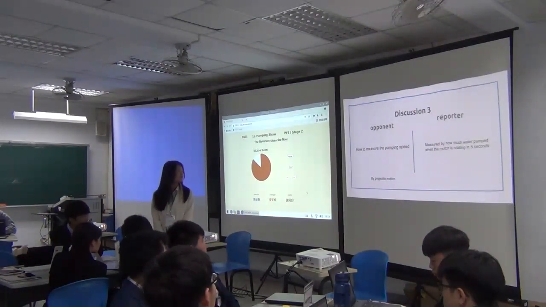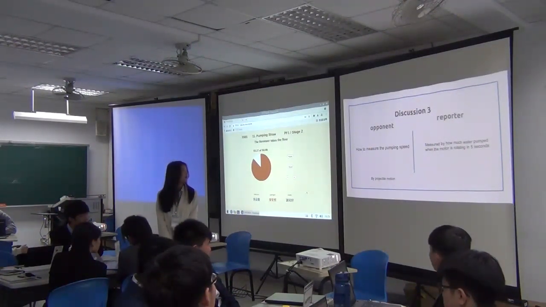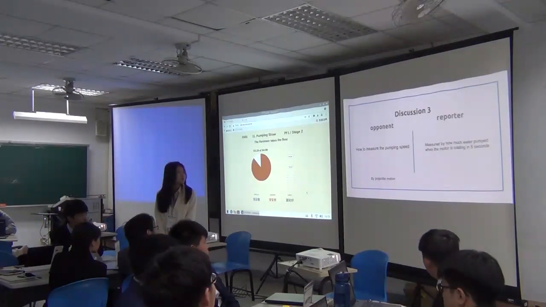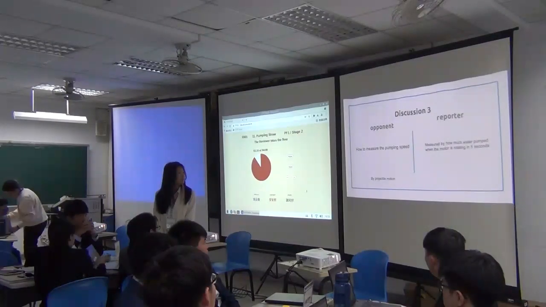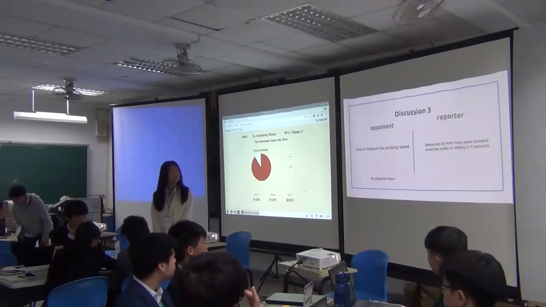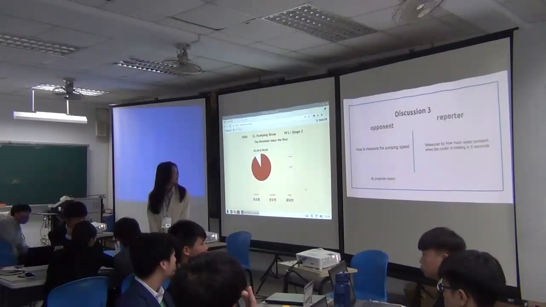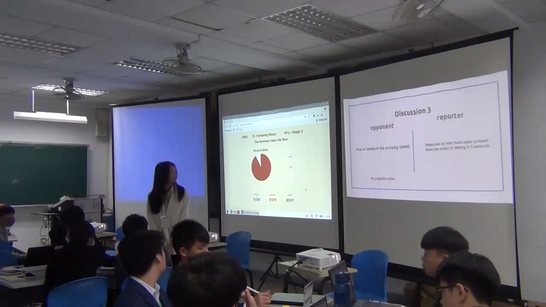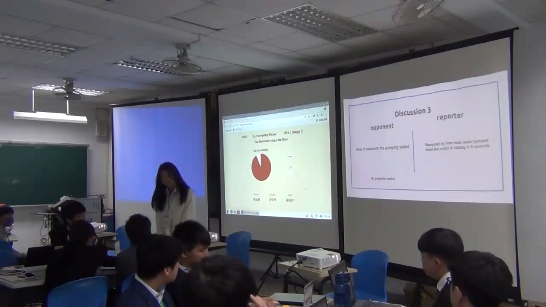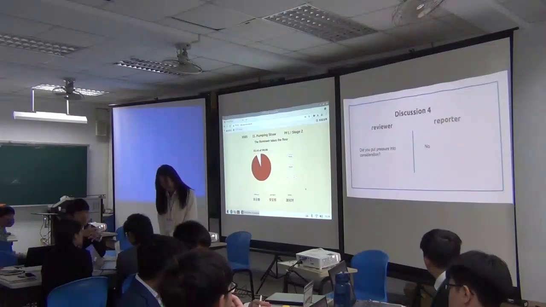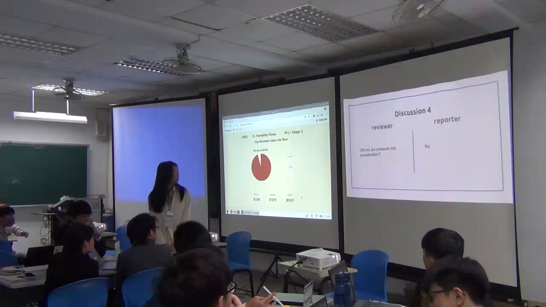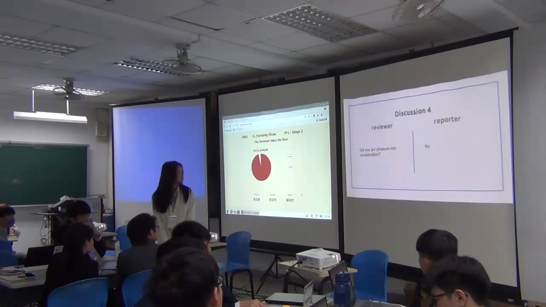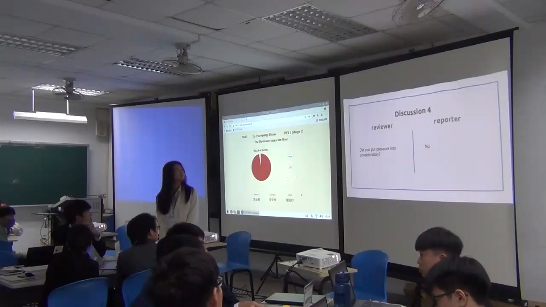And for discussion 3, the opponent asks how they measure the pumping speed. They say that they measure how much water is pumped when the motor is rotating in 5 seconds. And we think that they can measure it in a better way by projectile motion. And then the opponent asked, did they measure the pressure into the conveyor? And they said no.